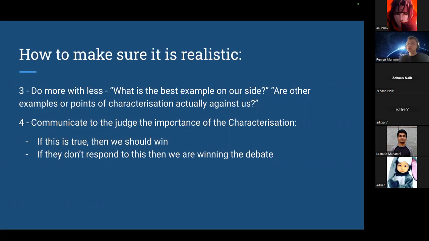Ideally, the judge should be able to see this on their own, but unfortunately, we're not in an ideal situation. There are other speakers. The judge has limited time to look at what you're trying to say. So just remembering to point this out could be very, very crucial. So this is how you make your characterization realistic. Are there any questions on this bit?